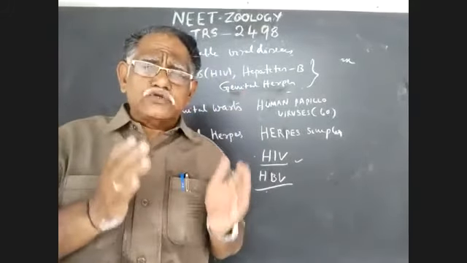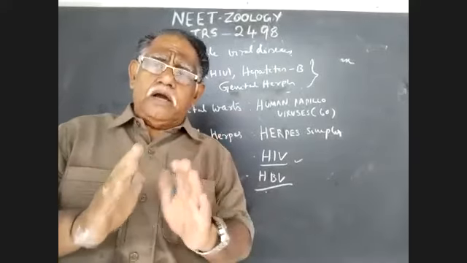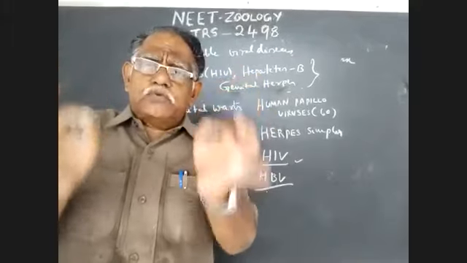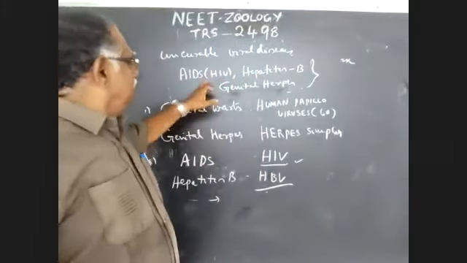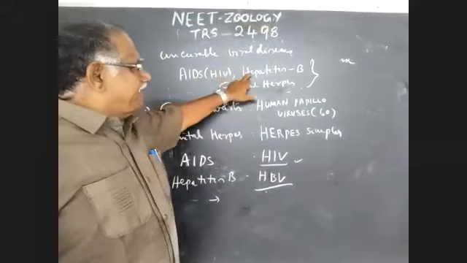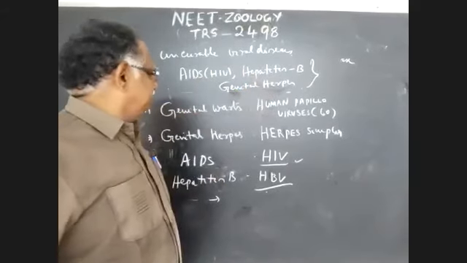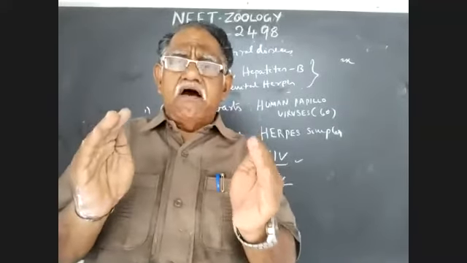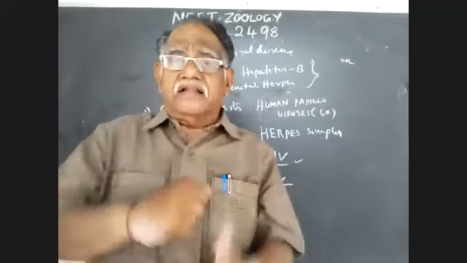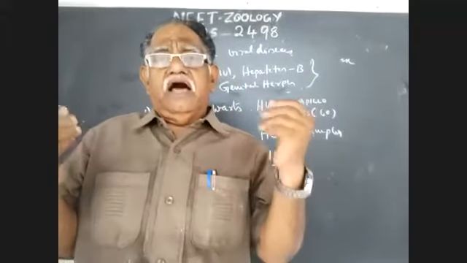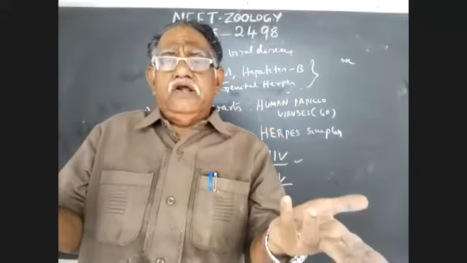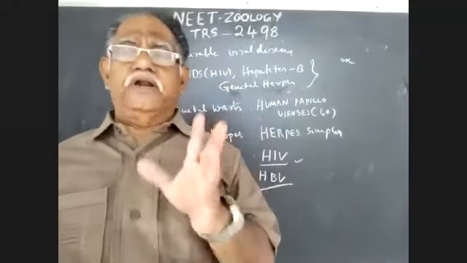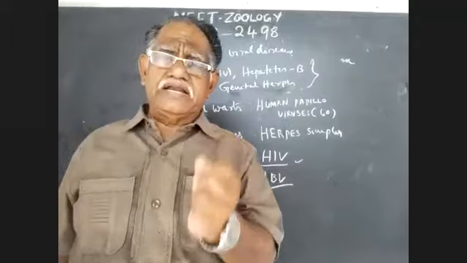Out of all these sexually transmitted viral diseases, some are completely curable and some are non-curable. What are the non-curable viral sexually transmitted infections? 1, HIV or AIDS, hepatitis B, HBV, and genital herpes caused by herpes simplex. These 3 viral sexually transmitted diseases are not curable, but others are curable. Other sexually transmitted viral diseases caused by viruses can be cured.